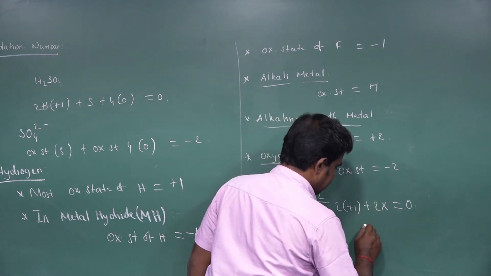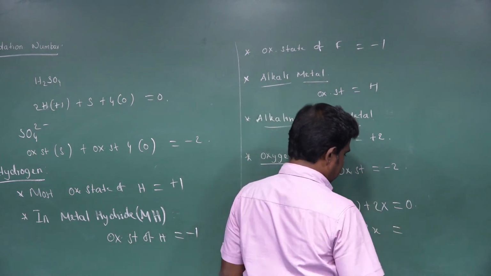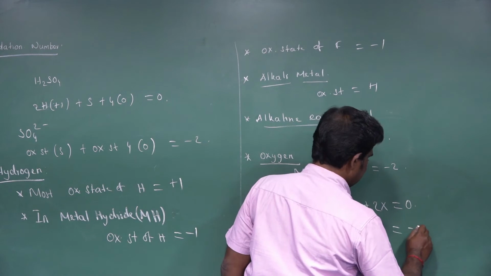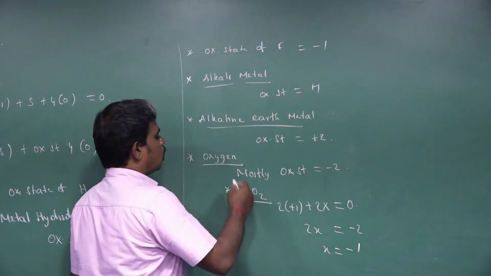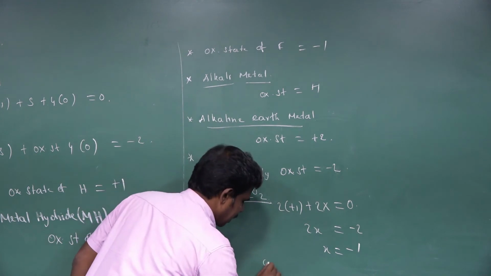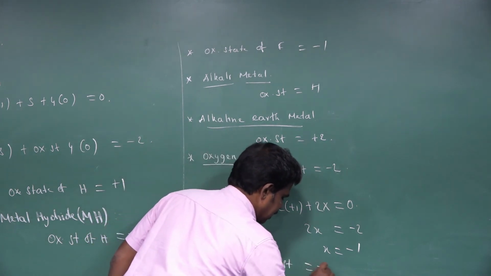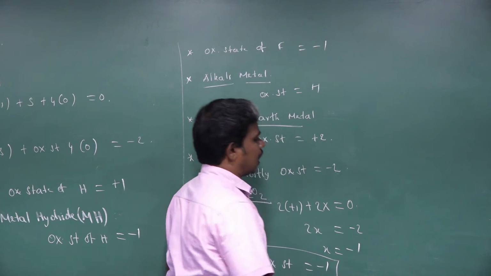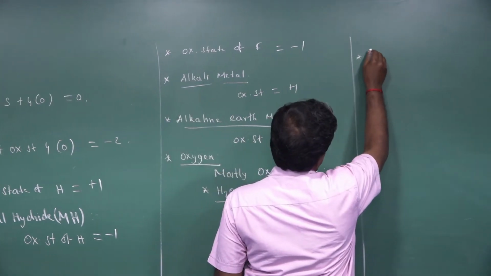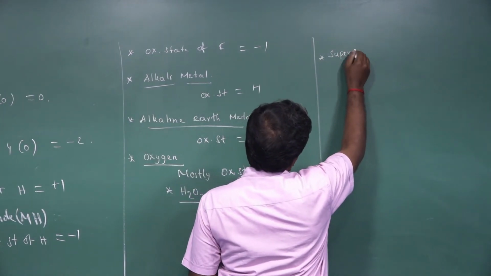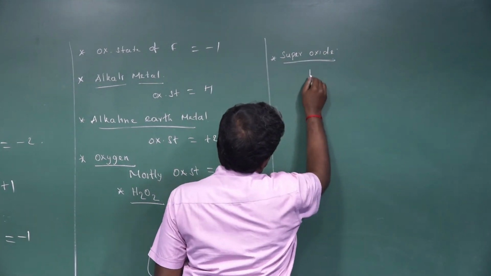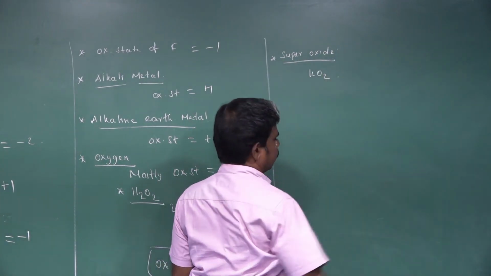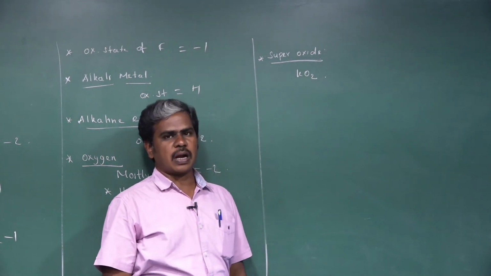Then 2x is equal to -2, so x is equal to -1. So in peroxide, the oxidation state of oxygen is -1. In superoxide, an example of superoxide is KO2, that is potassium superoxide.